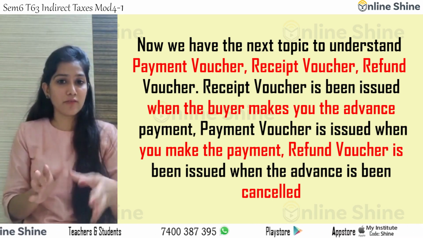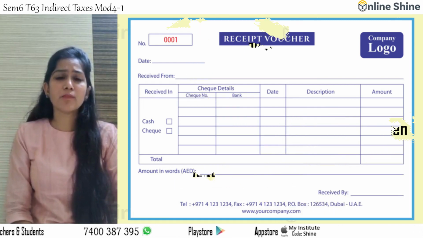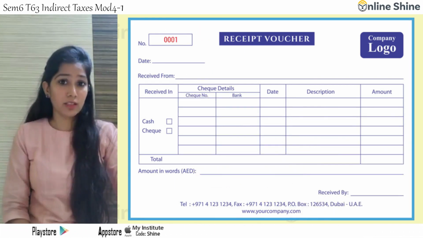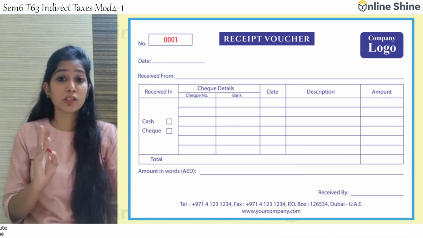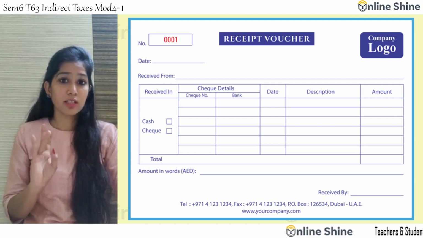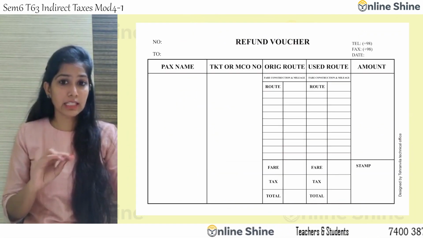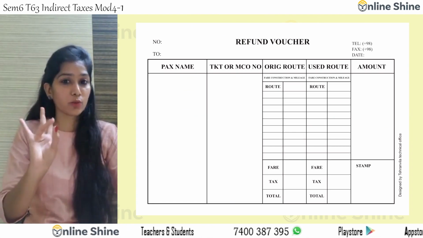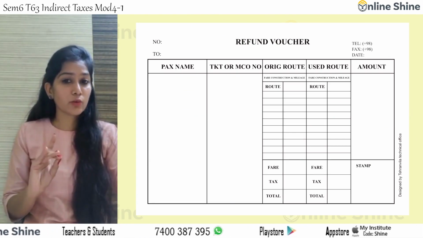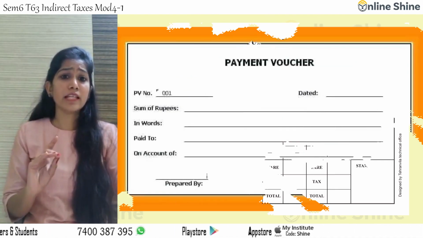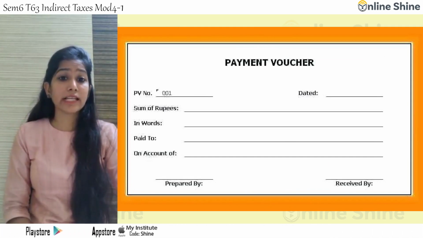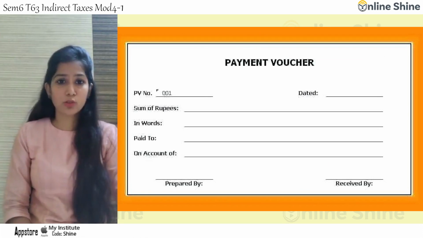Let me explain the same with the help of an example. Say for example, someone booked a hall and you are the owner of that hall. So when he makes the advance payment, what are you going to issue? You are going to issue a receipt voucher. Say for example, the contract gets cancelled and you make the payment. Okay, you give the payment. What are you going to issue? You are going to issue a refund voucher. When are you going to issue a payment voucher? When you give the money. The contract is not cancelled but you give the money. Then in that case, you're going to issue a payment voucher.